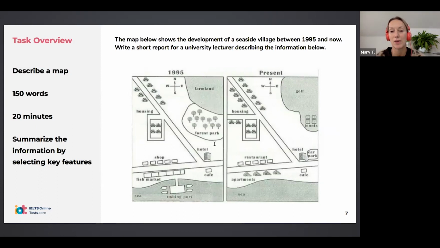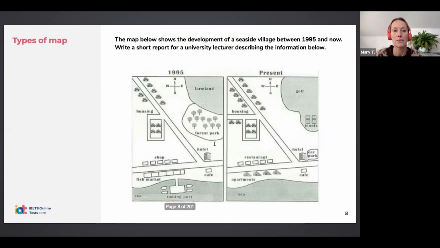Okay, so this is the map that we're looking at today. So I'll just quickly read what you have to do, so the information about the map and what you need to do. So the map below shows the development of a seaside village between 1995 and now. Write a short report for a university lecturer describing the information below. Okay, so there are different types of map you might be given for task one. This is probably the most common.